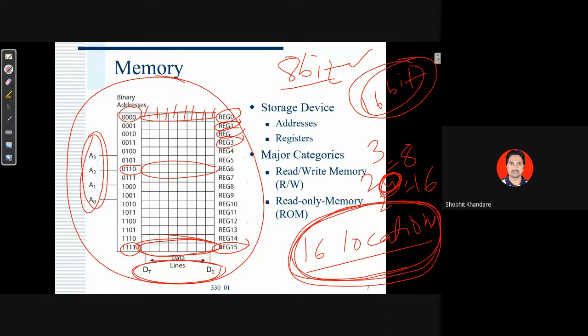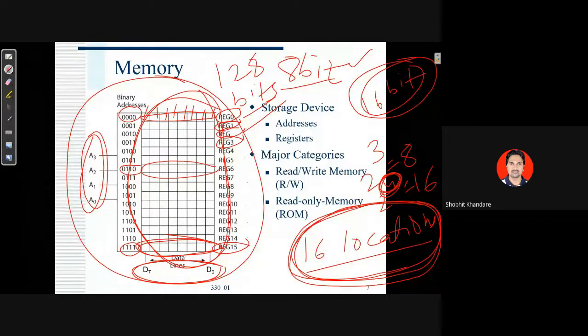If each location is of 8 bits, can any one of you tell me how many total bits there are in 16 locations? 128 bits. Now, if I ask you the size of this memory, what is your answer? 16 byte. Yes, that is right.